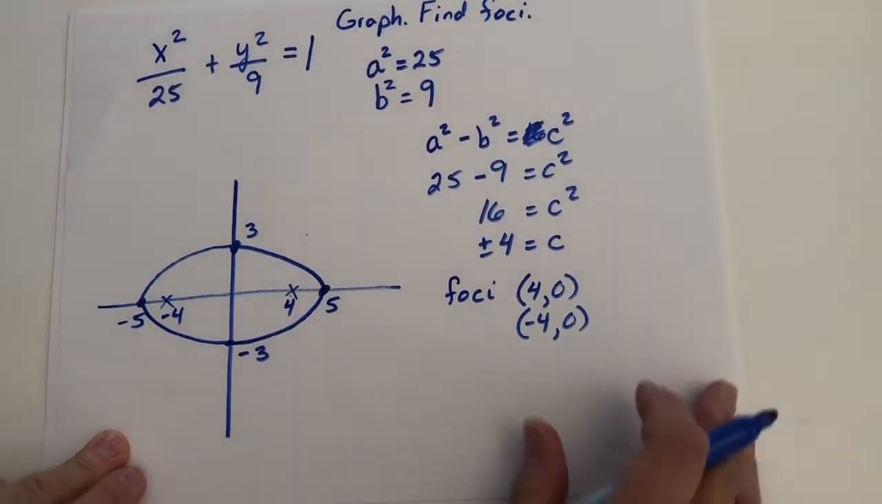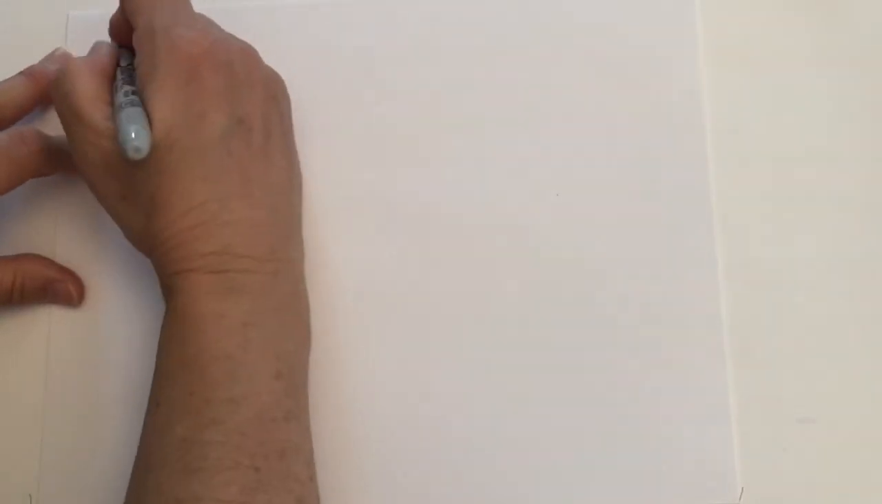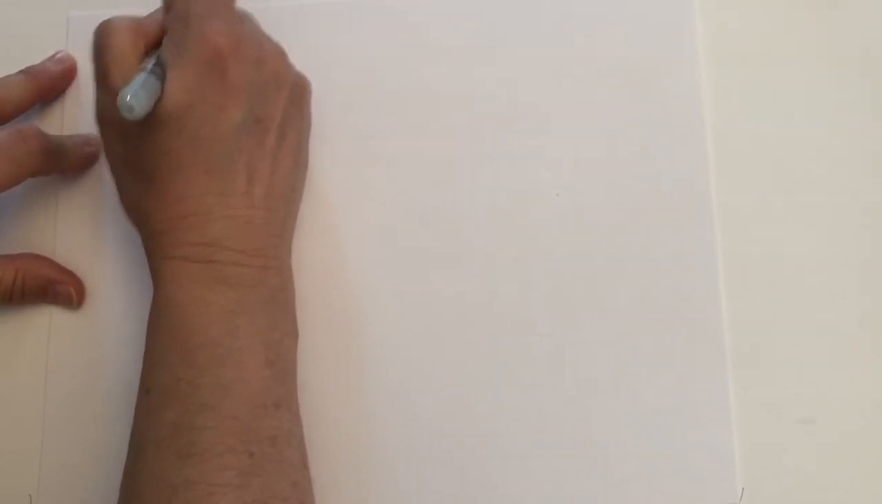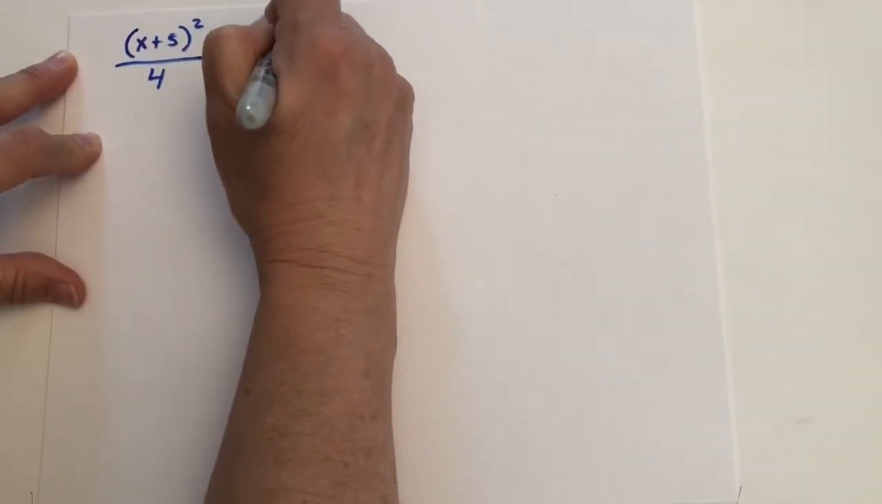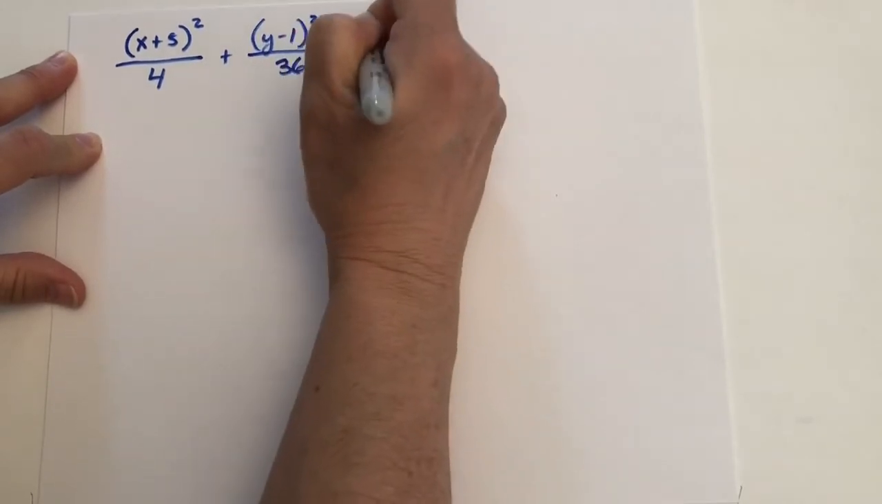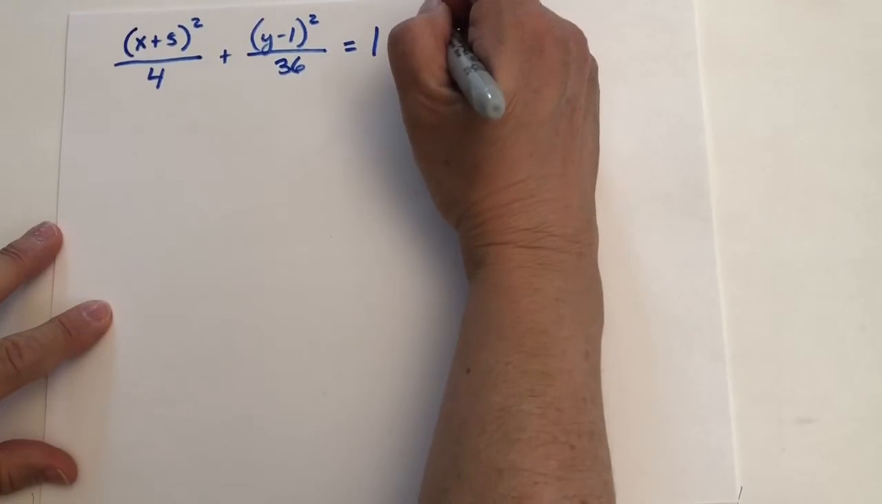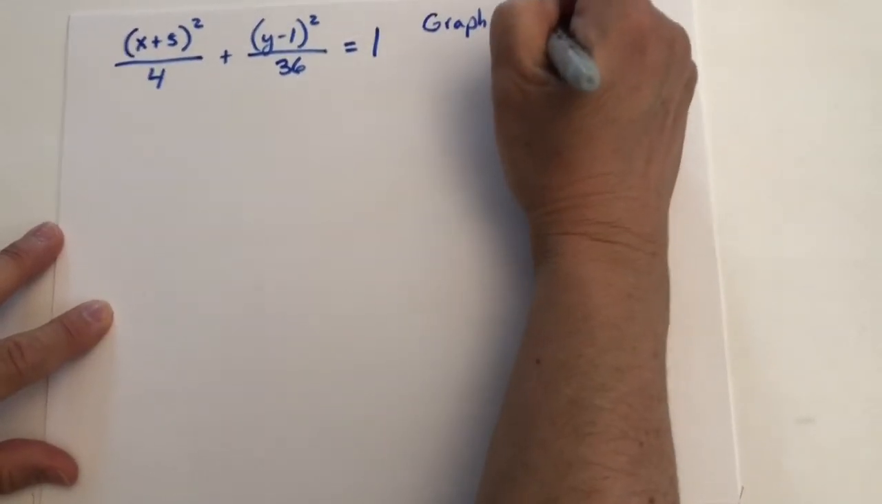Let's do one more. This time we're going to graph (x + 5) squared over 4 plus (y - 1) squared over 36 equals 1. And the directions are still going to be the same. Graph and find the foci.